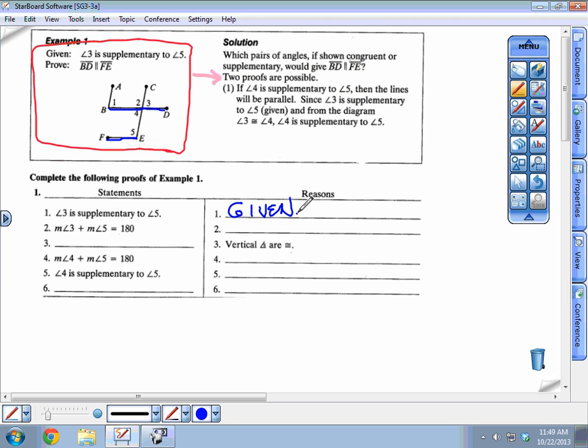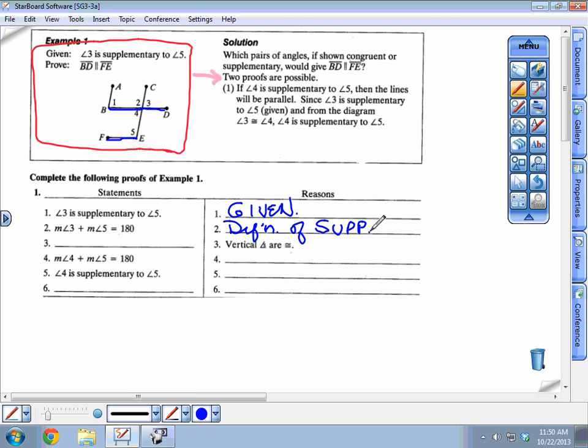Well, 3 is supplementary to 5, and the measure of 3 plus 5 is equal to 180. Isn't that the what? Definition of supplementary. Okay? Did we skip 18 through 22? Probably, but I'll go back to it. Okay, I want to get through these proofs, okay?